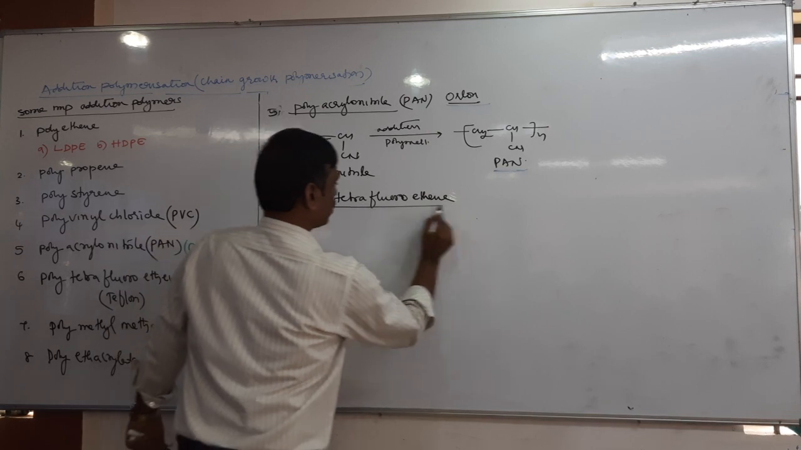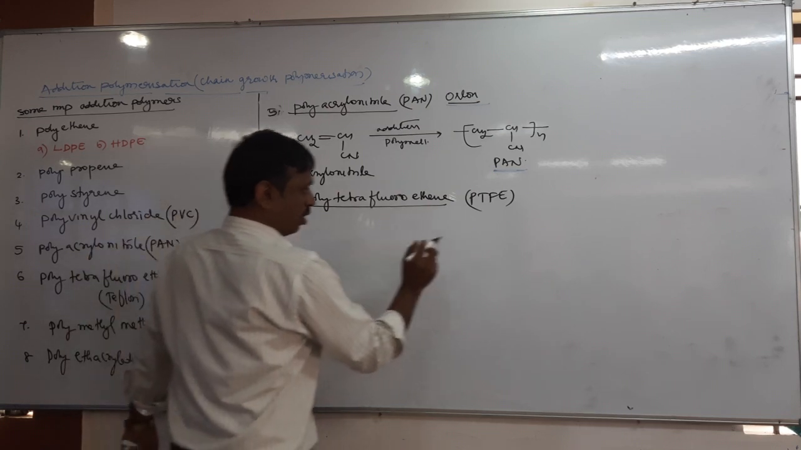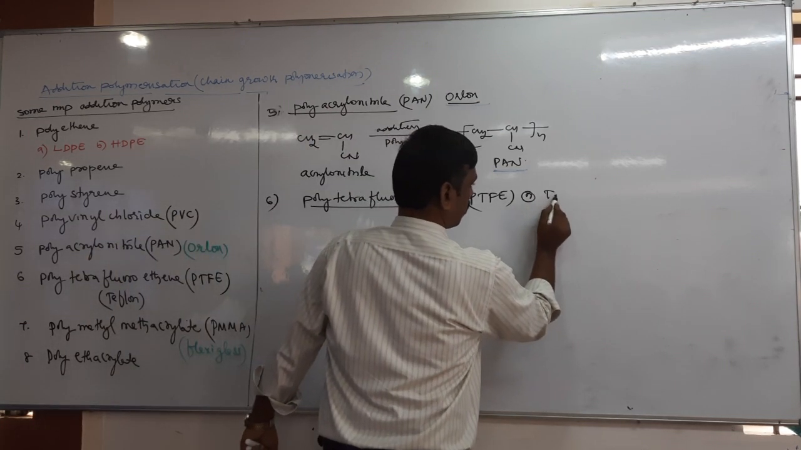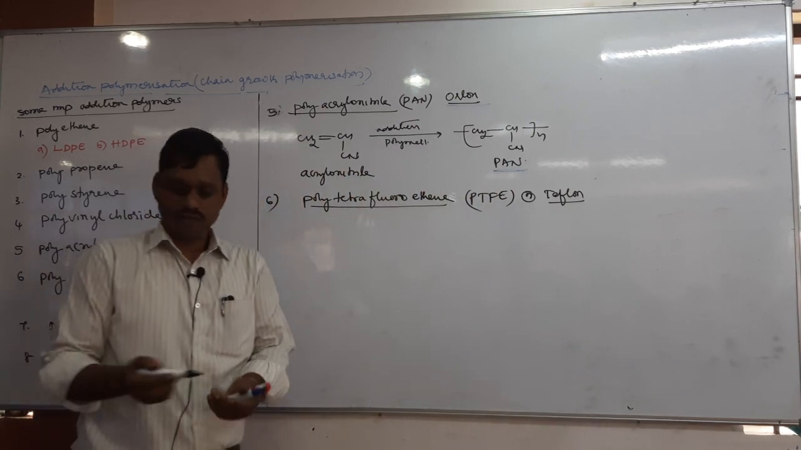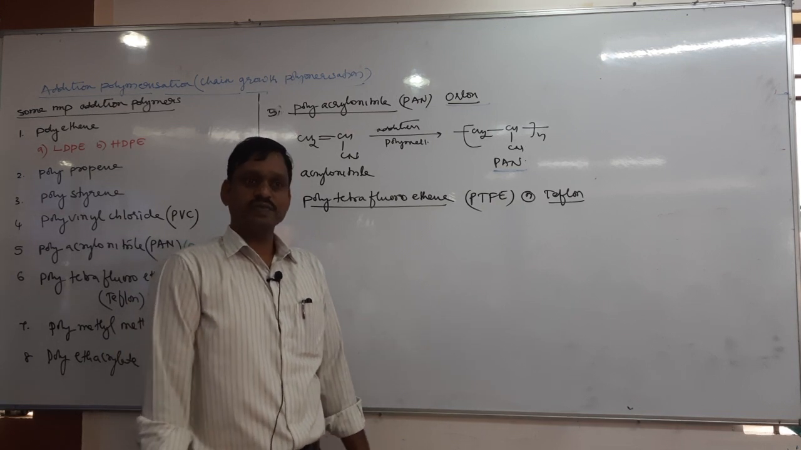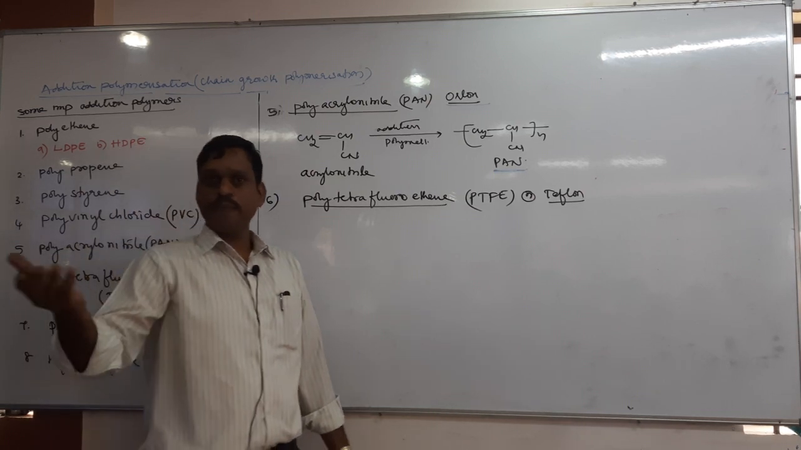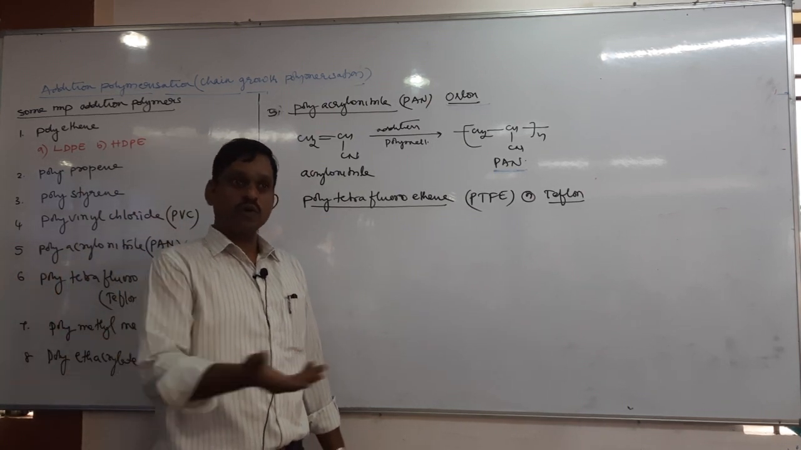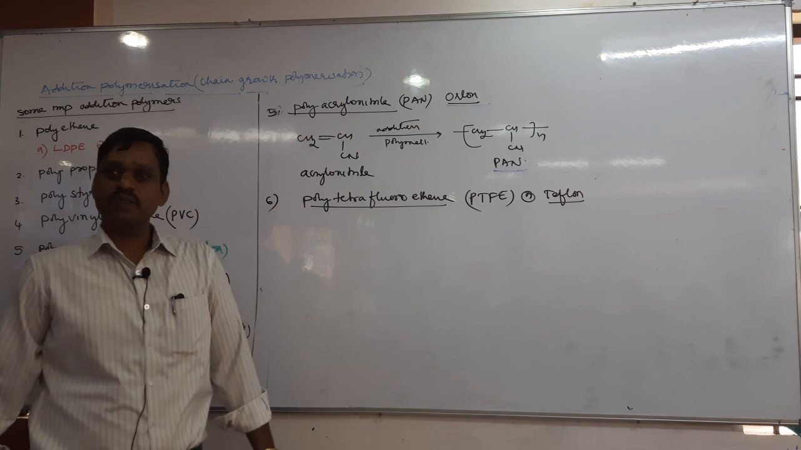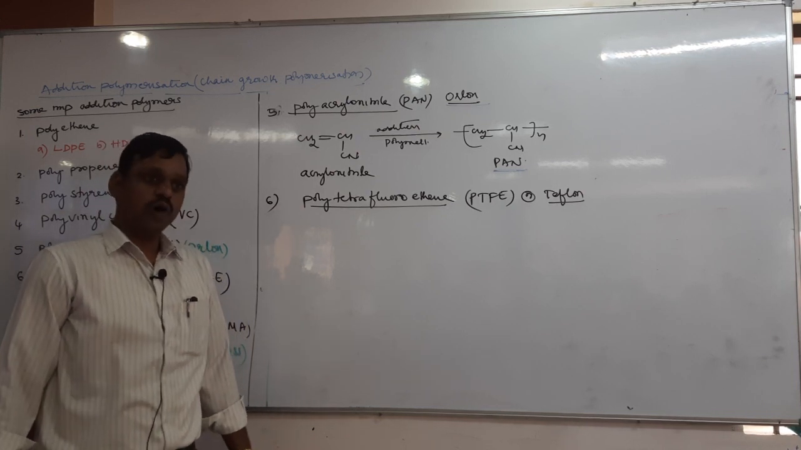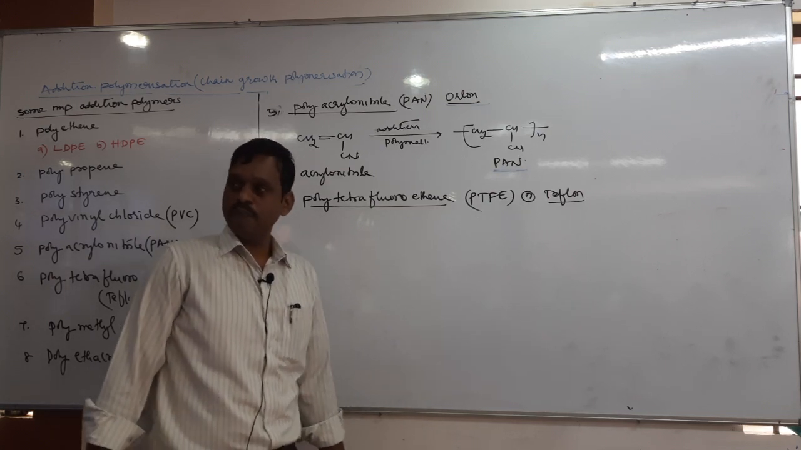Polytetrafluoroethene is called PTFE. Its commercial name is Teflon. Have you seen Teflon? Everybody might have seen. Your cooking pan at home is coated with one polymer, and that is nothing but Teflon. All the non-stick pans are coated with Teflon. That is PTFE.